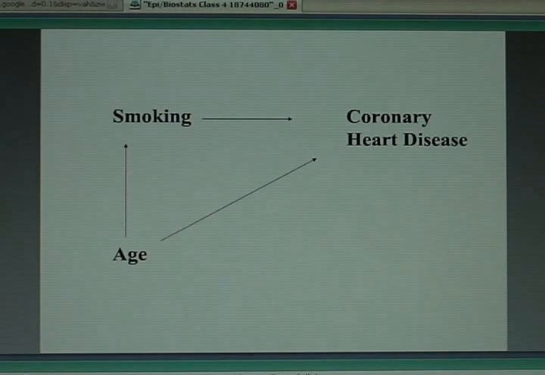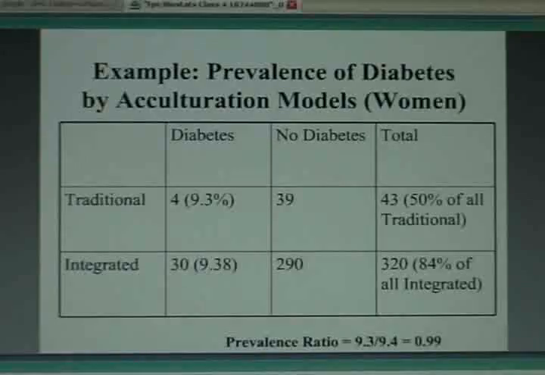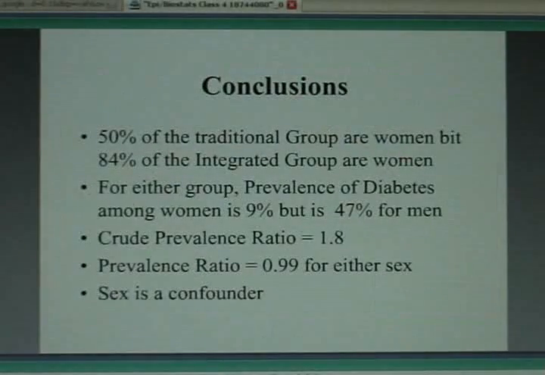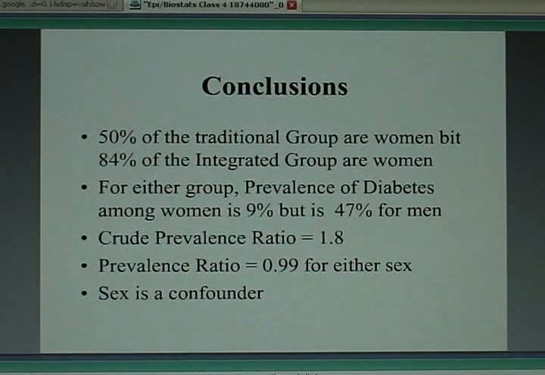And now in this case, gender is related to the exposure, what lifestyle you have, and the fact that people in the traditional group are half men, half women, but people in the integrated group are mostly women, 84% women, 16% men. And with gender, the prevalence increases when you move from females to males. So as a result, again, we have confounding. And as a result, the crude risk ratio, prevalence ratio 1.8, is misleading. Prevalence ratio should be around 1, because that's what we saw when we had only men in our study or only women.